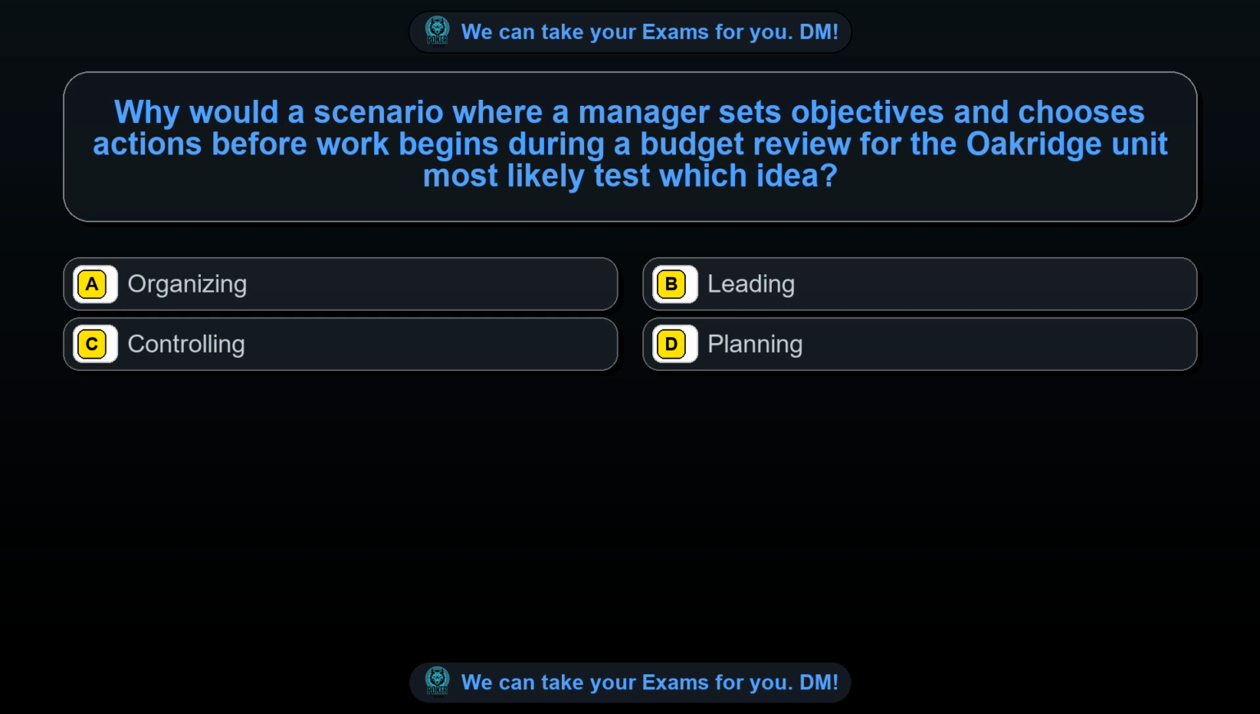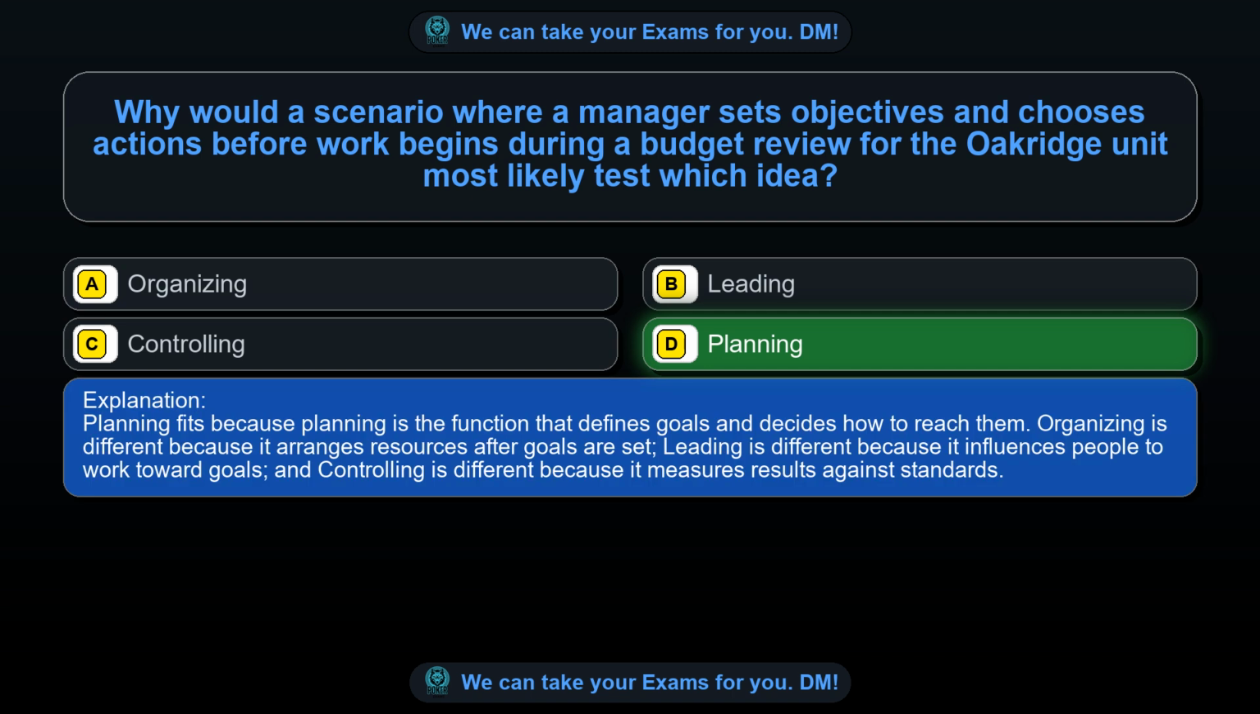Question 93. Why would a scenario where a manager sets objectives and chooses actions before work begins during a budget review for the Oak Ridge unit most likely test which idea? Option A, organizing. Option B, leading. Option C, controlling. Option D, planning. The correct answer is option D, planning.